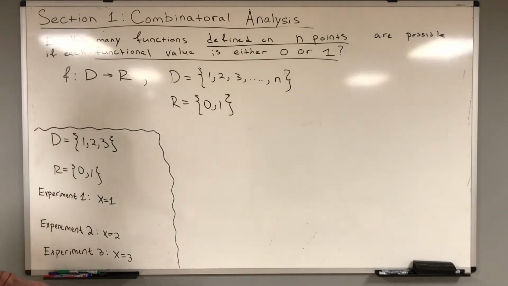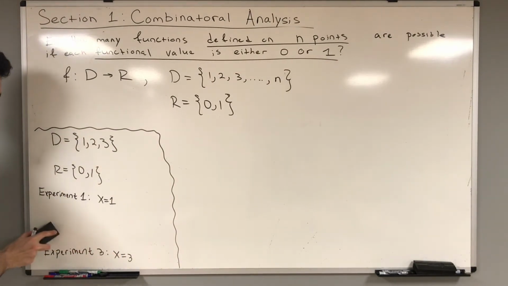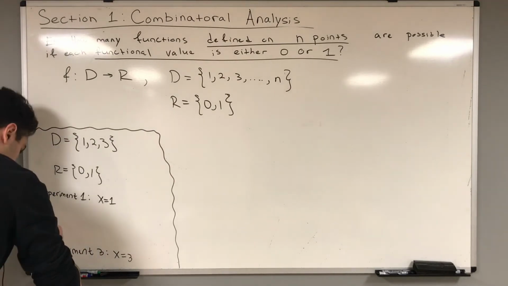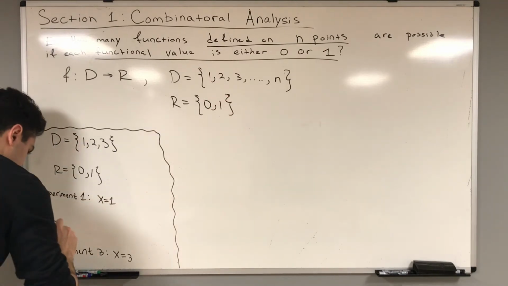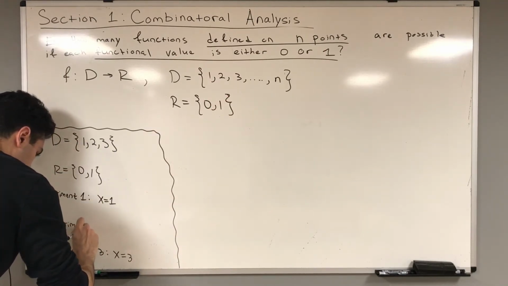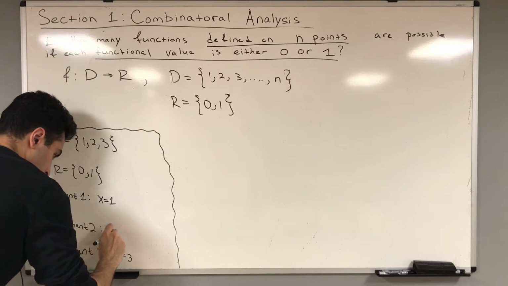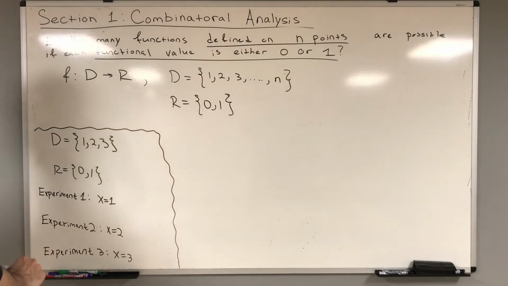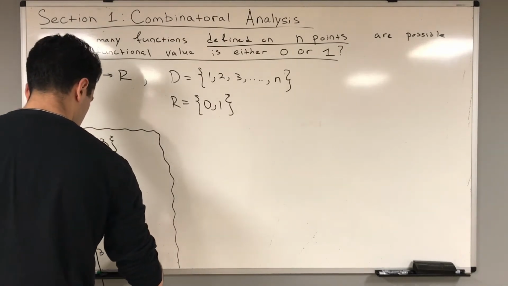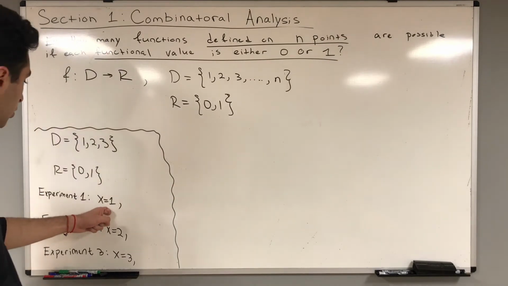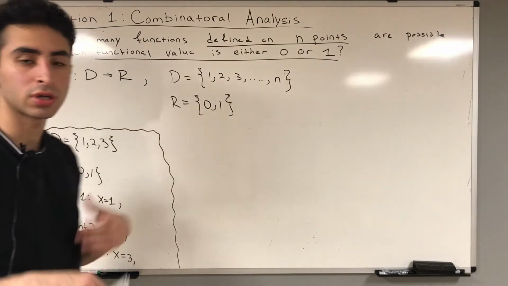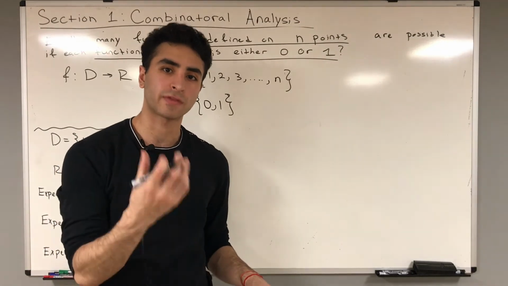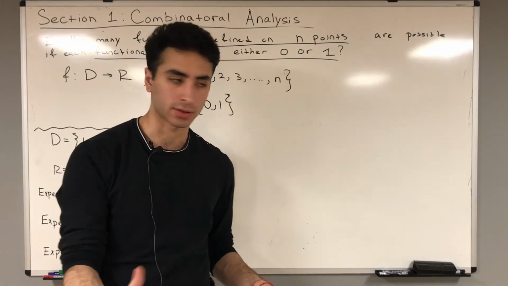Okay, so notice something first. We have 3 experiments because we have 3 different inputs in our domain. So that's what you should notice first, so we can work with this in this example. Because we have 3 inputs, we have 3 different experiments. So let's focus on our first experiment. So what's the goal? We have to find the number of outcomes for each experiment.